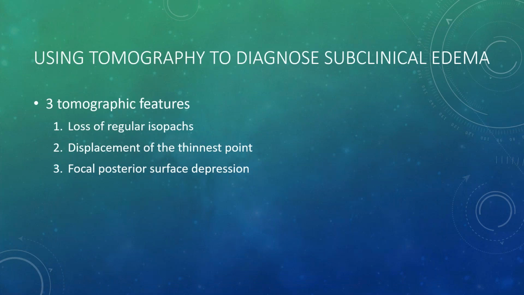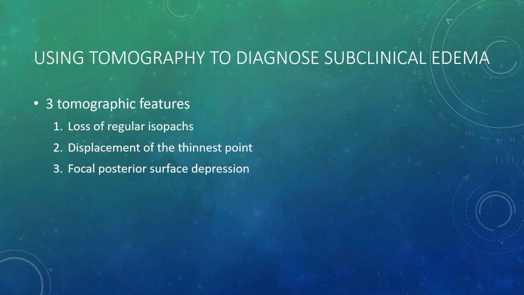So there's really three key features on the Pentacam that we look at. So we look at isopachs. We all know about isopters from Goldmann visual fields. And so we look at isopachs. So these are rings of pachymetry presented on the Pentacam.